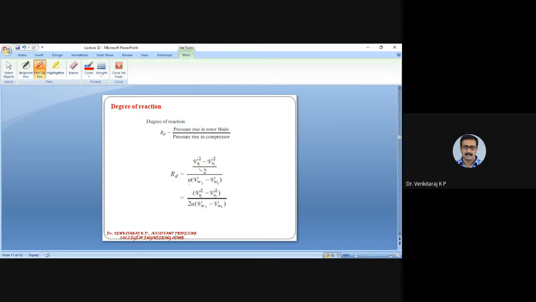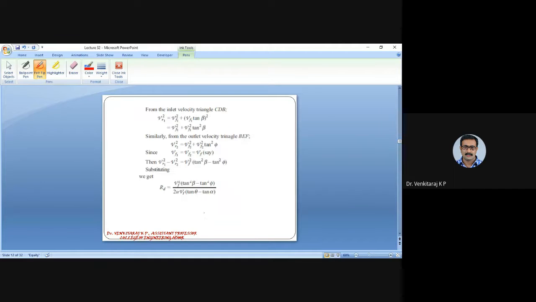And the total pressure rise in the compressor means the work input per stage. So U into VW2 minus VW1, this is the energy or the pressure energy change in the compressor. So that is also equal to the work input required for one stage of the compressor. So this is the relation for degree of reaction. And you can substitute these relations from the velocity triangle we have discussed earlier.